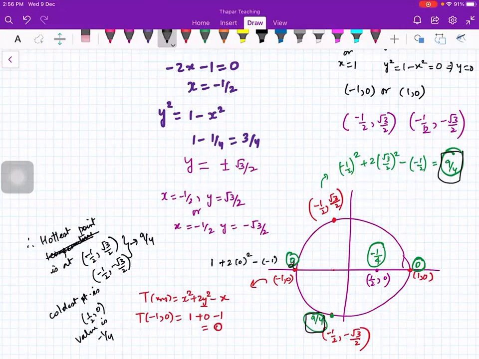So this is 2, right? Yeah, this value is 2, but still this is the maximum value, right? And here it will be, yeah, here it is 0. 1 plus 2, 0 square minus 1. Yeah, thank you. So this is 0, here it is 2, here it is 9 by 4. 9 by 4 is 2 point something, right? So this is more. So the hottest temperature is 9 by 4 and the coldest one is minus 1 by 4. Clear, beta?